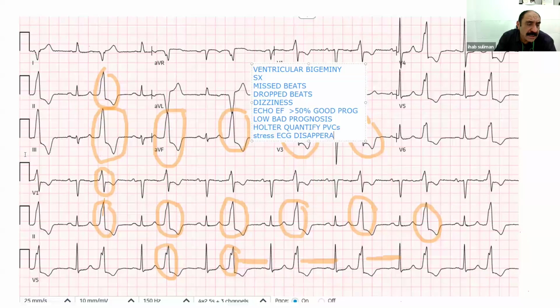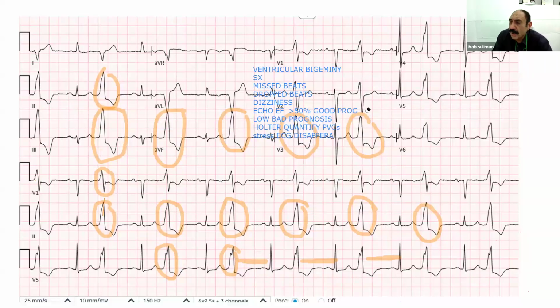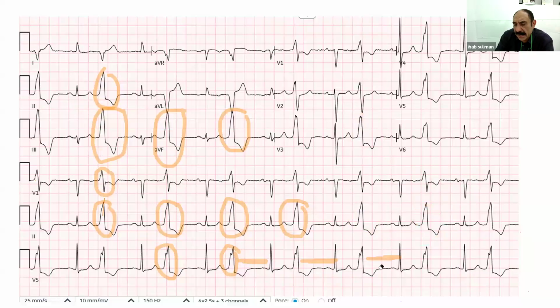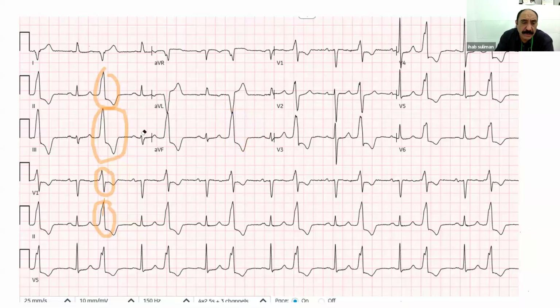But you need to be alerted to the fact that you need to assess symptoms, and you need to ask for an echo to estimate the LV function and to do a Holter. And sometimes you need to do a stress ECG just to see if the PVC persists or disappears with exercise. Usually we advise people who have ectopics to avoid lack of sleep, to avoid too much caffeine, and to have some kind of exercise.